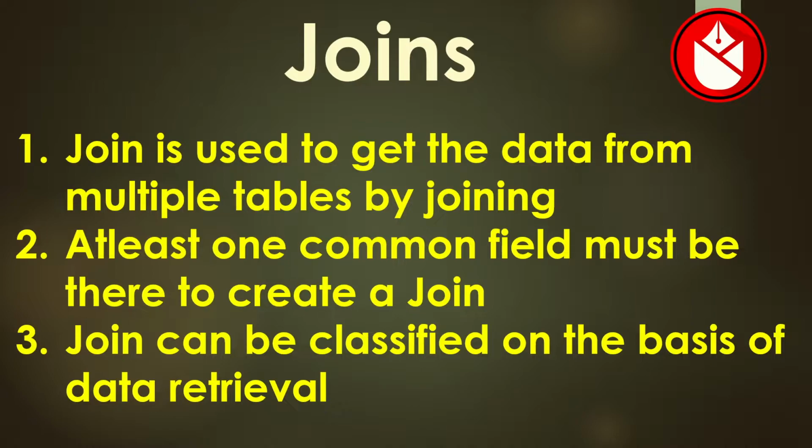Joins. A join is used to get data from multiple tables by joining them. At least one common field must be there to create a join. Joins can be classified on the basis of data retrieval. A join is a query that combines rows from two or more tables, views, or materialized views.